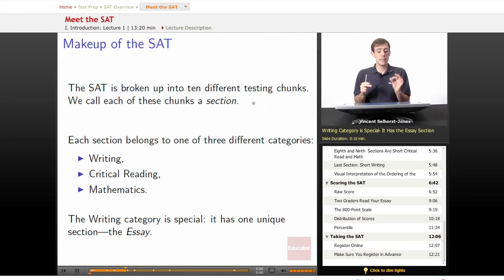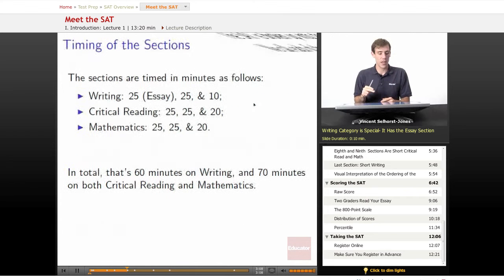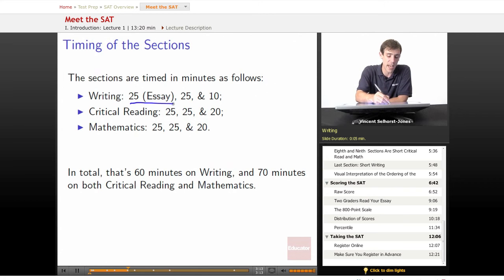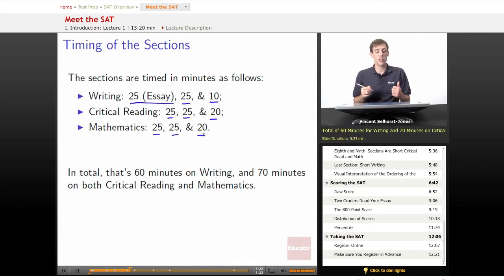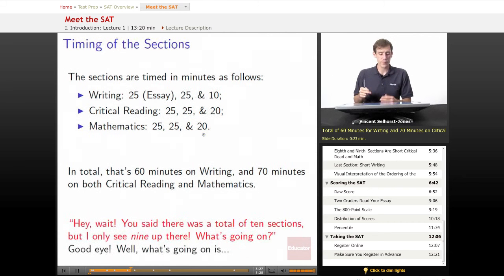The writing category is special. The writing section has one special, unique section inside of it, the essay. And we'll talk more about the essay later. The sections are timed in minutes as follows. Writing has 25 minutes for the essay, and then a 25-minute and a 10-minute. Critical reading has a 25-minute, a 25-minute, and a 20-minute, and mathematics is the same as critical reading. So in total, that's 60 minutes on writing, and 70 minutes on both critical reading and mathematics. Now, if you're really sharp and paying a lot of attention, you might go, hey, wait, you said there were a total of 10 sections, but I only see 9 up there.